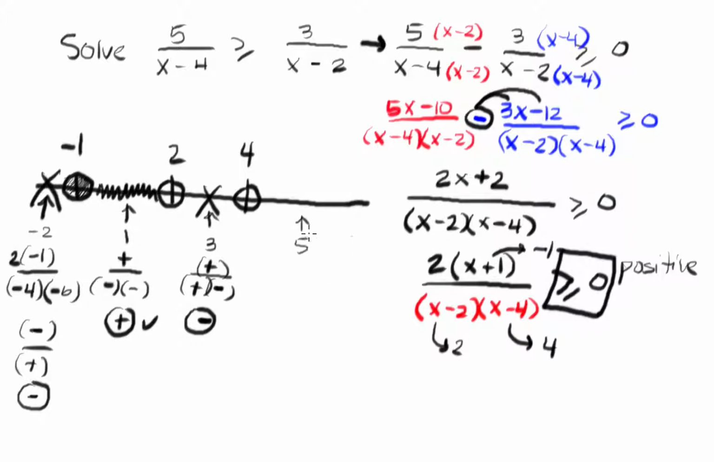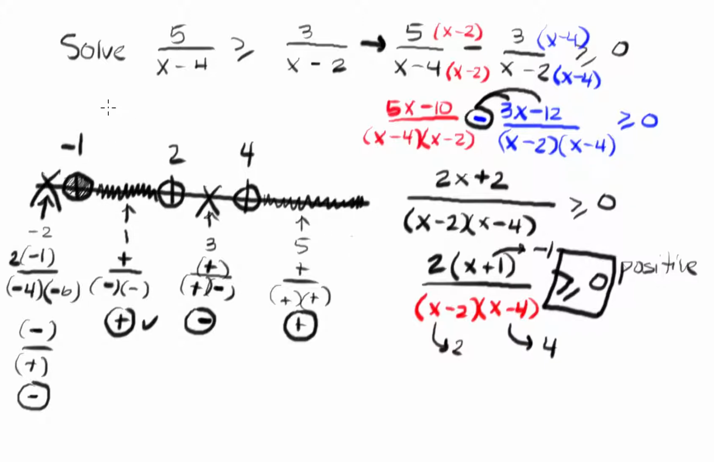Next, we're going to test our last region, the region after 4. We're going to test 5. When we plug in 5, we get a positive, so we're going to get a positive on the top, over a positive 3, so positive on the bottom, times positive 1, another positive on the bottom. When you multiply all these things out, we get a positive, which is what we're looking for. So this region over here is going to be our solution. So we have 2 regions that we need to now identify.